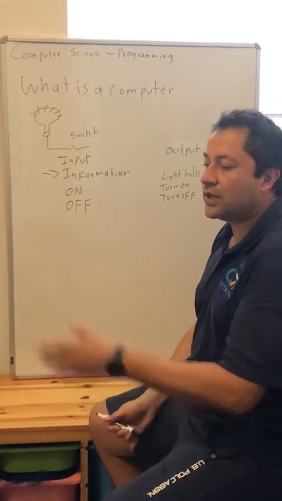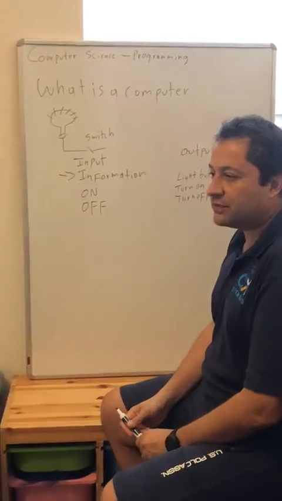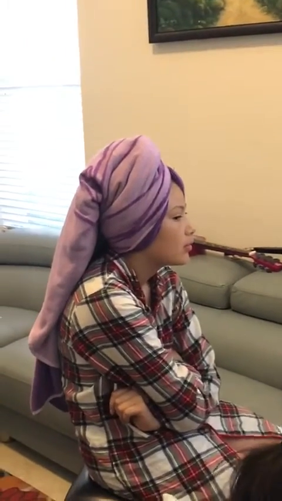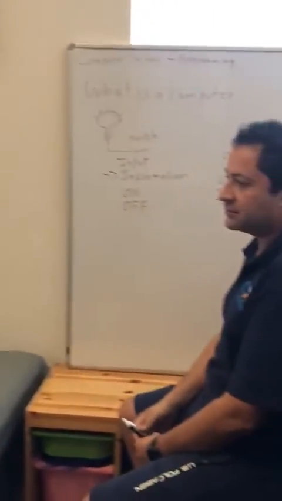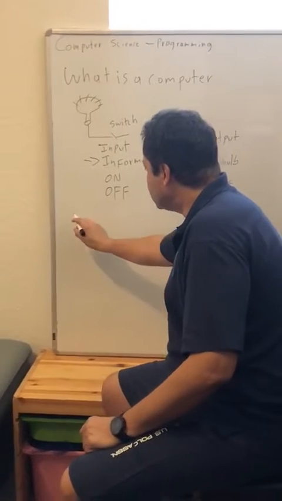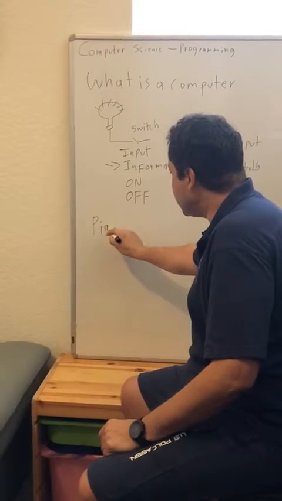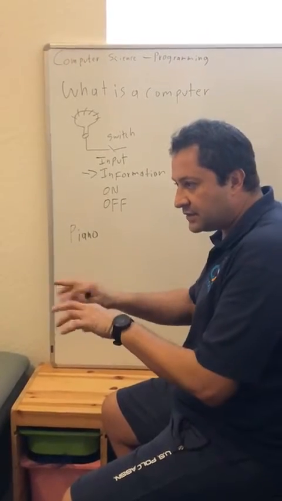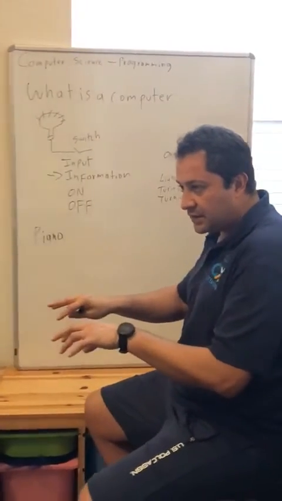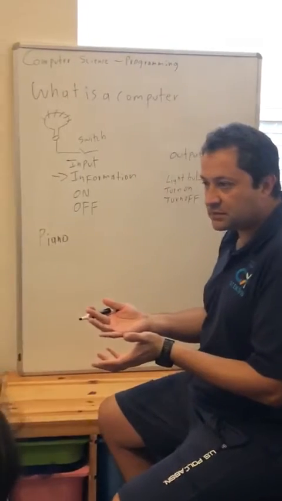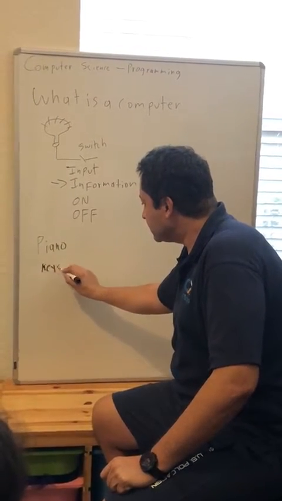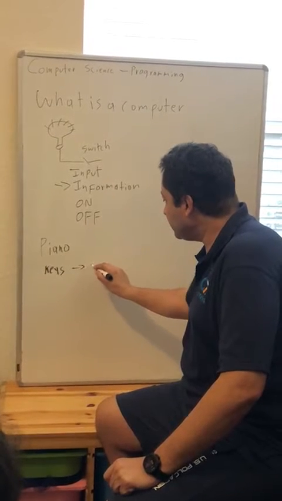Okay? So Luna, can you give me some other examples of something that you think is a computer? Meaning, you give instructions, and then it does something for you. A piano. An electrical piano. Yes, a piano. You press the keys on the keyboard, right? And then it produces what? Music. So the keys are the input, and the output is music.